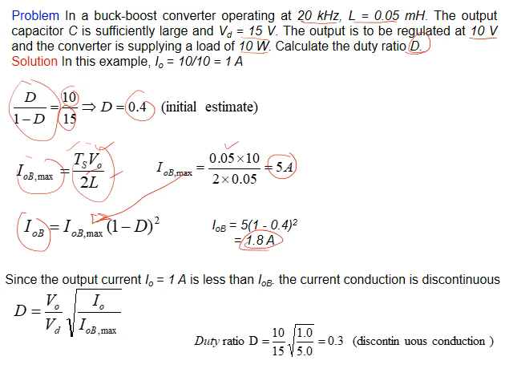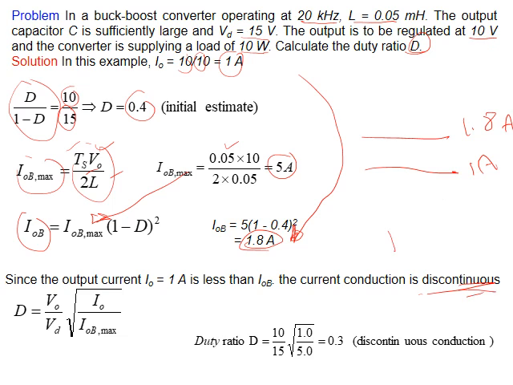But in the question, he gave me power output and voltage output. I got the output current. Output current is lower. You can see here 1.8 is the boundary. Boundary is here 1.8. I is 1 amp, which is lower. So this means that we are in discontinuous conduction mode.